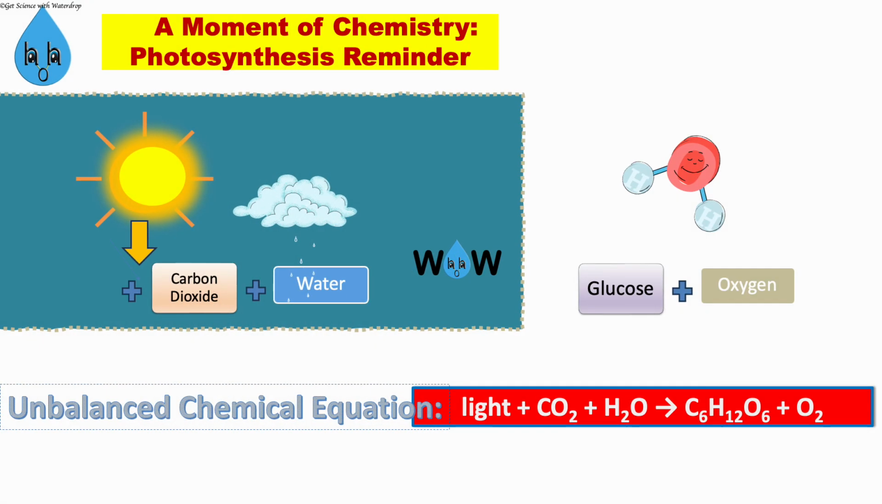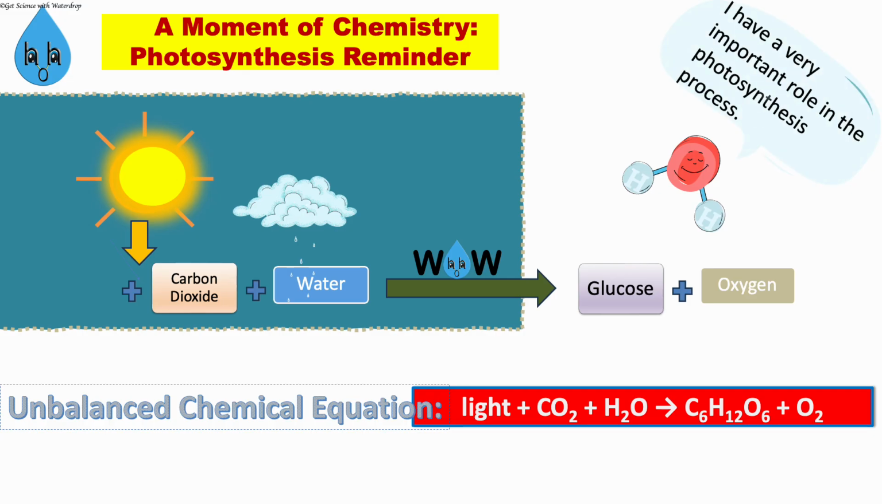Now, here's a moment of chemistry just to remind ourselves about what photosynthesis looks like. So let's start with recalling the process of photosynthesis in plants and algae. Light energy combined with carbon dioxide and water produces stored glucose and the release of oxygen into the atmosphere or hydrosphere. You'll learn that term, remember, it's bodies of water. Yes, that's right. I play an important role in photosynthesis.